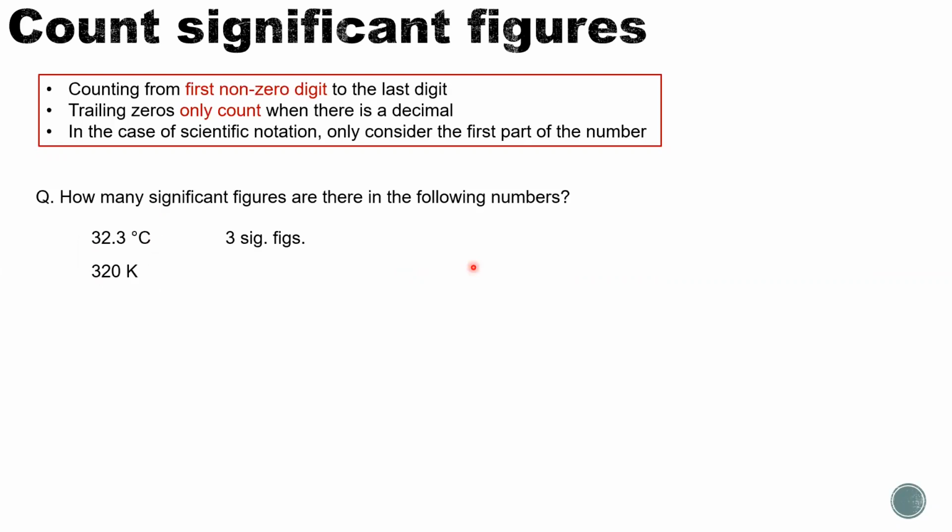320 Kelvin. We also start from the first non-zero digit, 3, and then 3, 2. The last digit is 0. It's a trailing 0, and this value does not have a decimal. So we don't count the trailing 0 without the decimal. In total, this number has two significant figures.